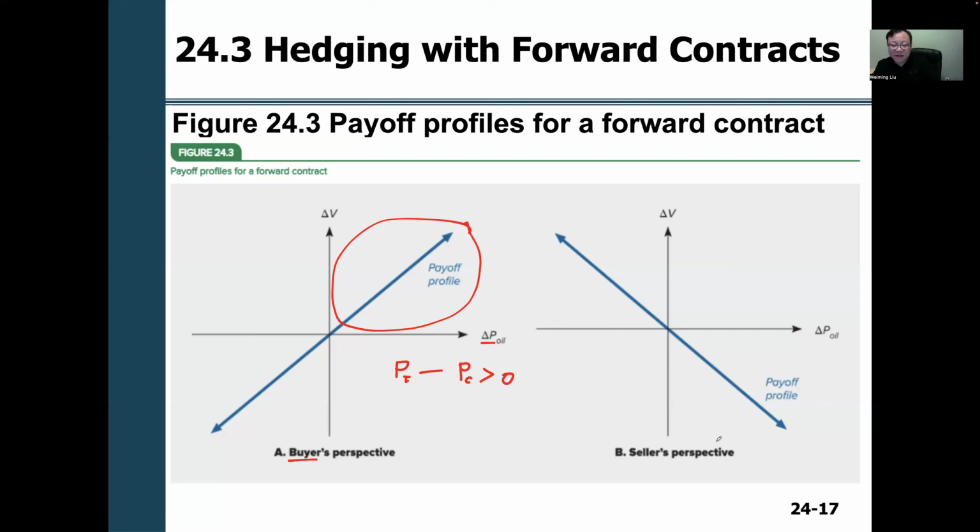But the seller is sad, right? The seller is at a losing position. So what the seller wants is for the price to drop.